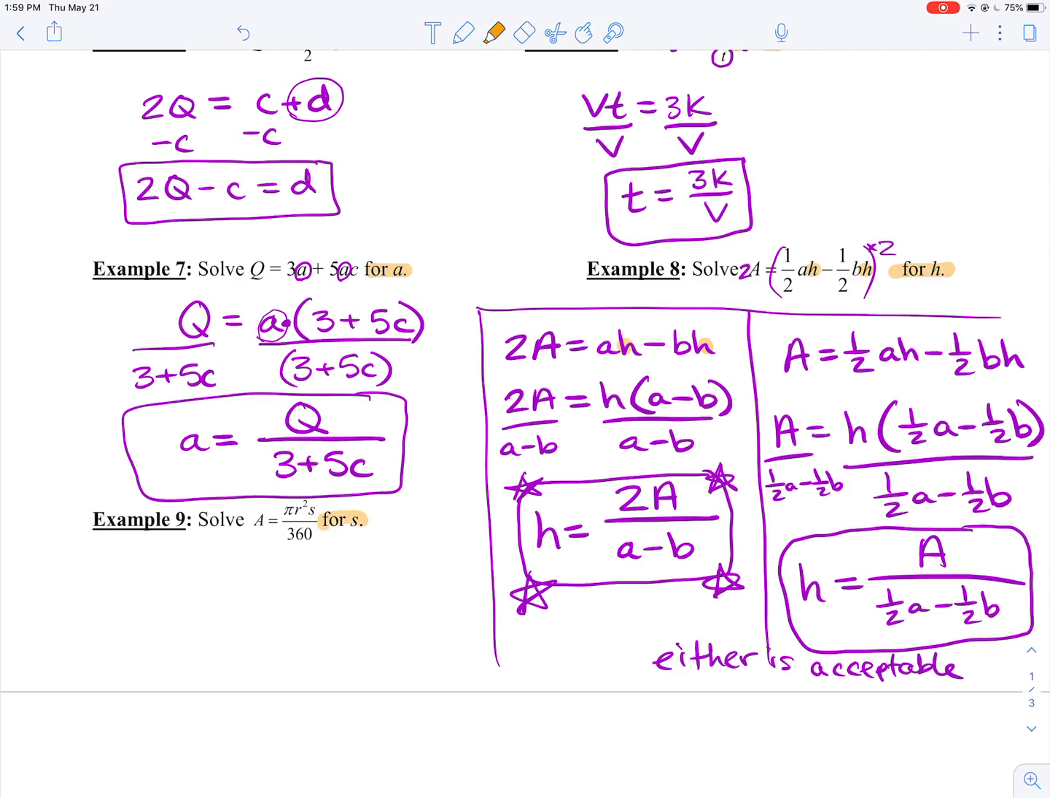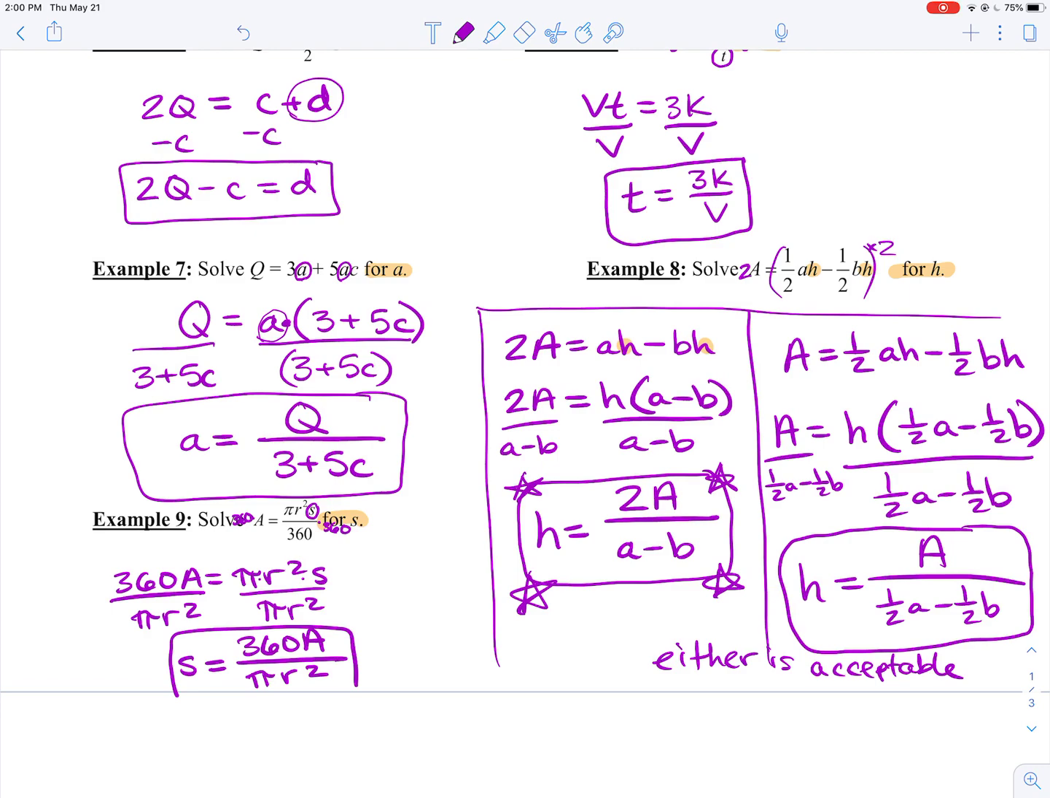Last example. So we're solving for S. S is in our numerator, and so this one's going to work out fairly nicely. We're going to multiply both sides by the 360. And so we get 360A equals pi r squared S. Pi r squared S, these are all just being multiplied together. So I'm just going to divide by pi r squared, and I end up with S equals 360A all over pi r squared.